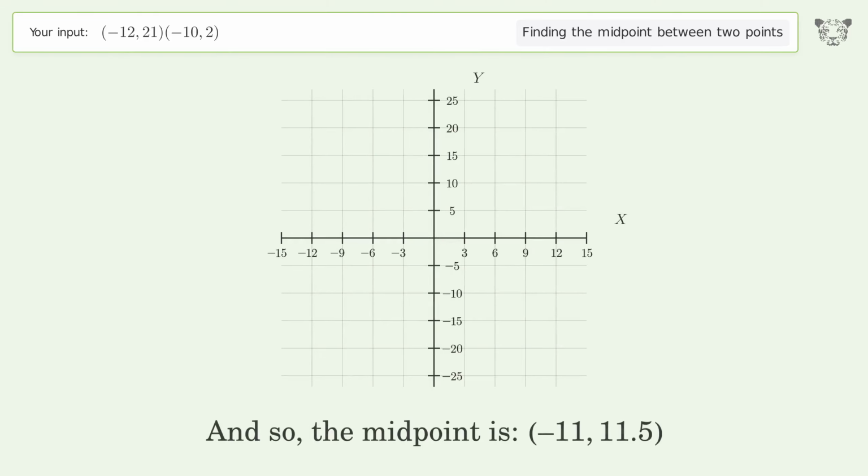And so, the midpoint is negative 11, 11.5.